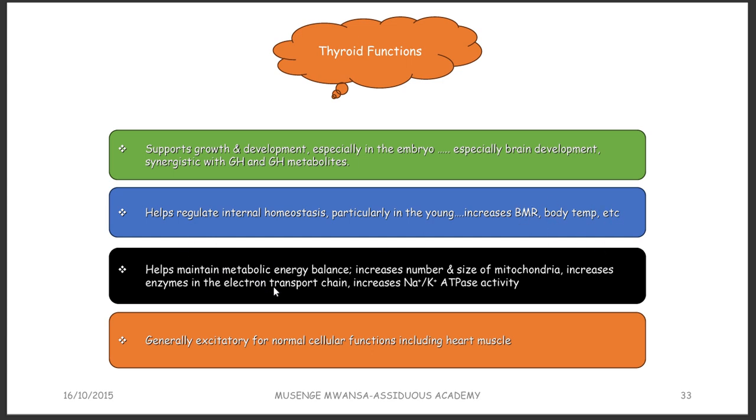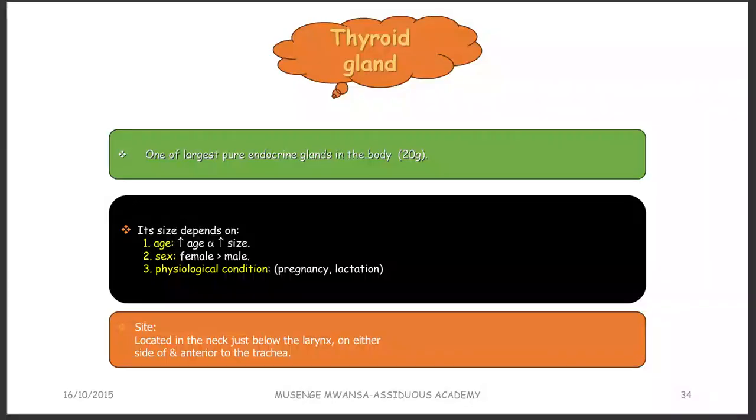It also helps maintain metabolic energy balance by increasing the number and size of mitochondria, increasing the enzymes in the electron transport chain, also increasing the sodium potassium ATPase activity. Generally, the thyroid hormone is excitatory for normal cellular function, including heart muscle. It basically excites the body, and the body will spend more energy if the thyroid hormone is released.